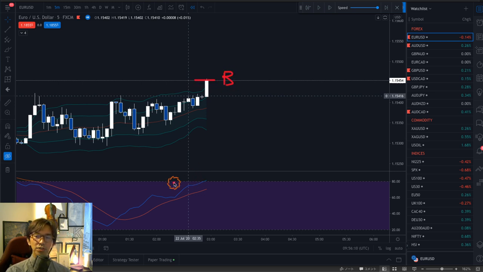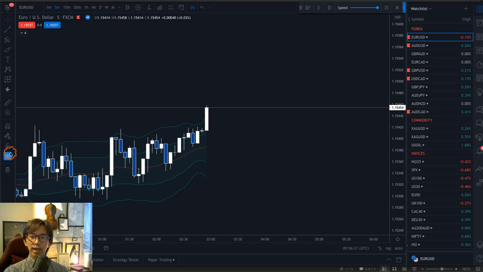In this case, I don't look at the stochastics because it gold crossed way back, and I don't take the stochastics because the gold cross is not happening right now.